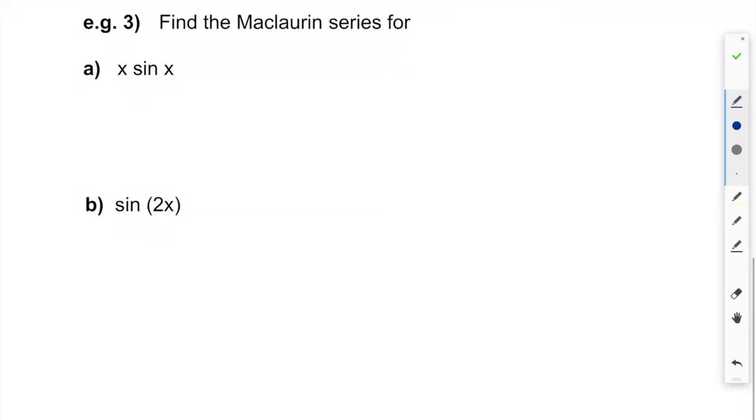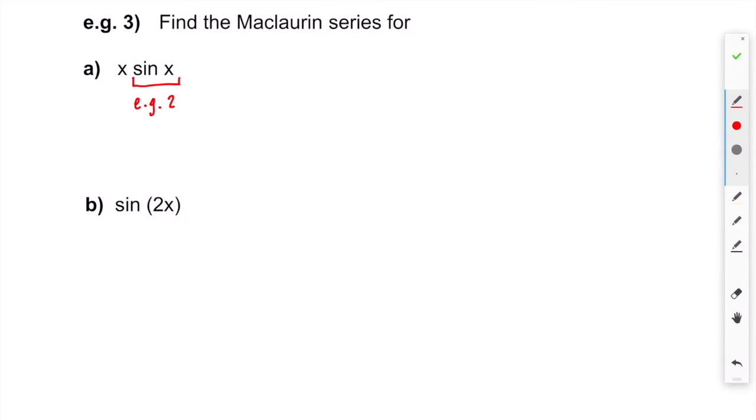Example 3. So what have we got here? Here we are asked to find the Maclaurin series for x times sine x. Now don't reinvent the wheel. We already found out what the Maclaurin series for sine x is. Okay, that's from example 2.